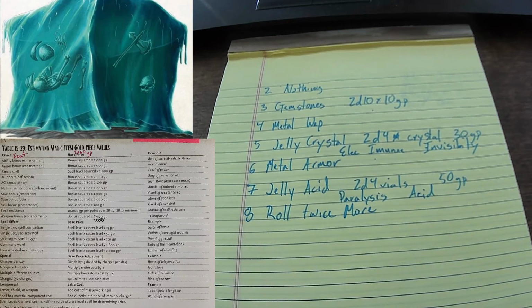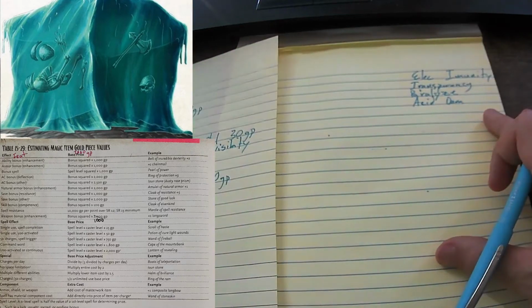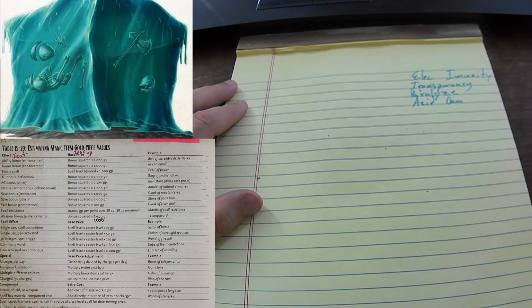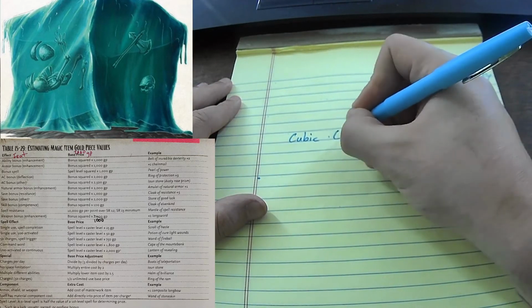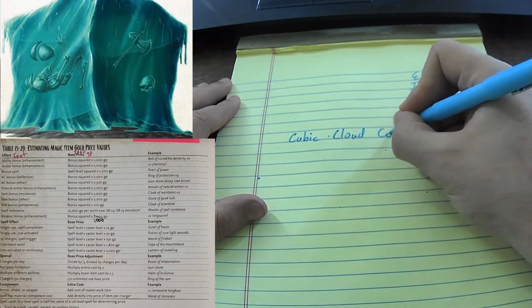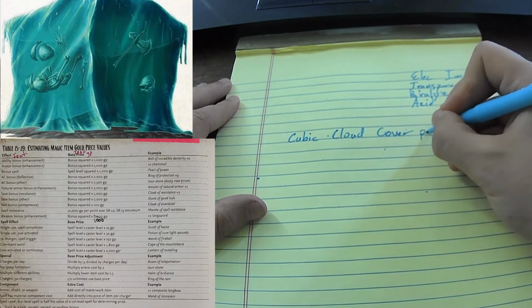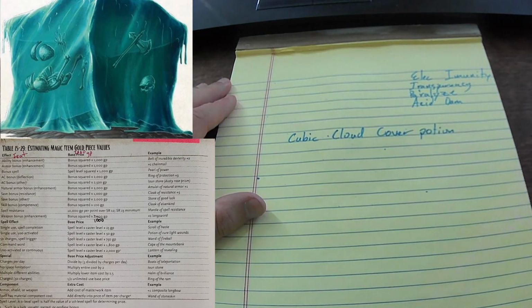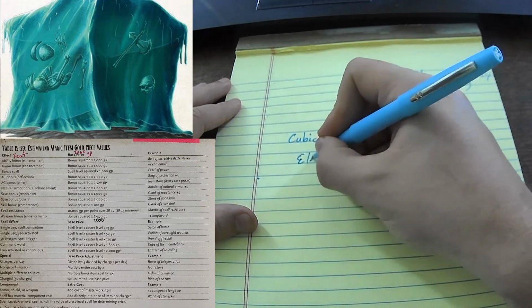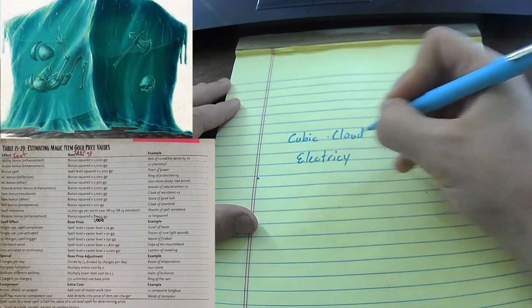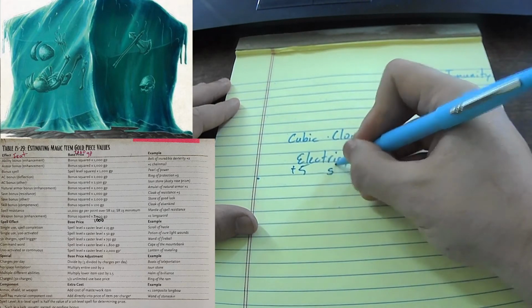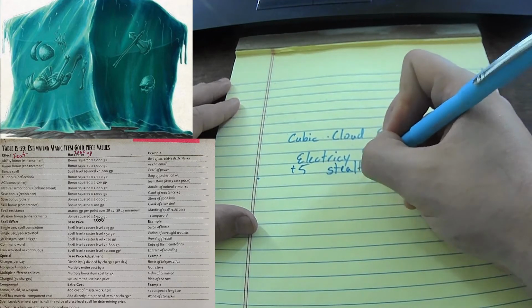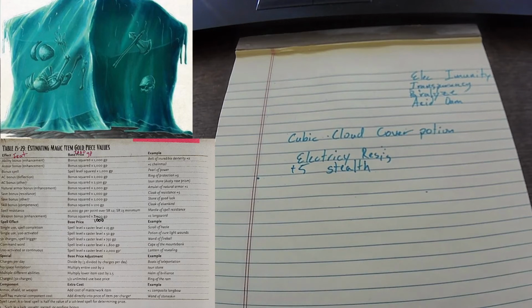Now, I'm going to actually make a little potion, which I'm going to call the Cubic Cloud Cover Potion. And this is going to use the jelly crystals, because it's going to give electricity resistance and +5 to stealth. It's going to make them cloudy. It's not going to make them invisible, but it is going to obscure their sight so that they can hide better.